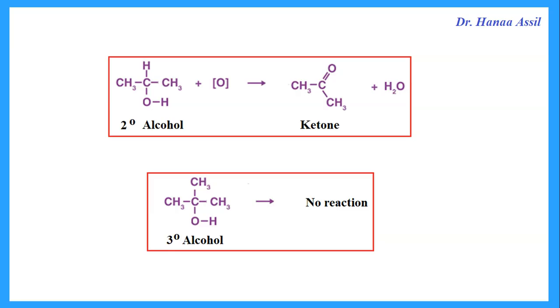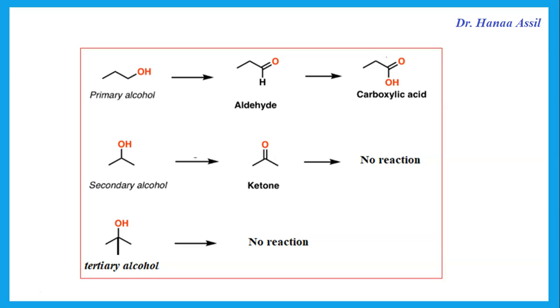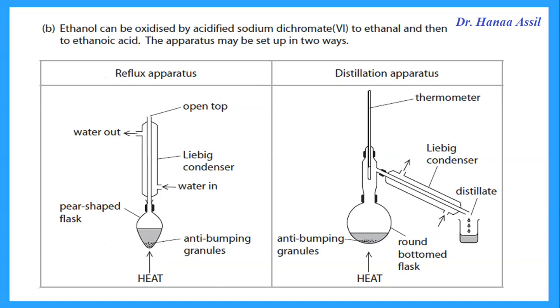There is no reaction with the oxidizing agent. So remember, primary alcohols oxidize to form aldehydes, and then further oxidation will give an acid. Secondary alcohols form ketones, no further reaction. Tertiary alcohols do not get oxidized.